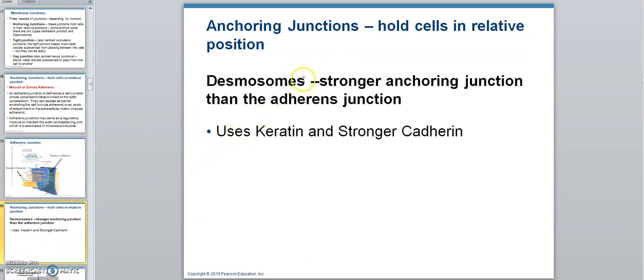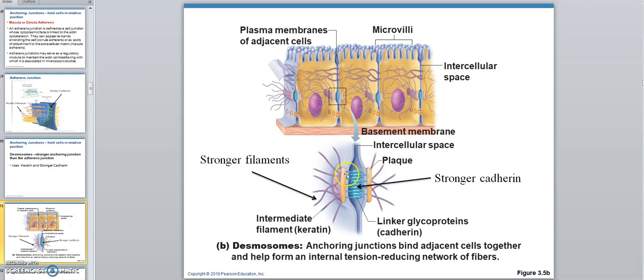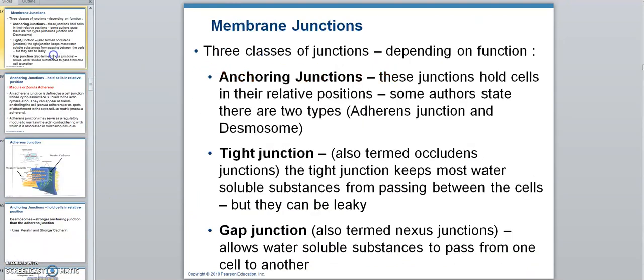The desmosome is the strongest anchoring junction that you can have. It's stronger than the adherens. It uses stronger proteins. Right here. So in areas of high abrasion, you want to use a desmosome. Very strong anchor. This is what I call, right here would be kind of a button and thread. Okay. So of the anchoring junctions, you had two types, the weaker one and the stronger one.